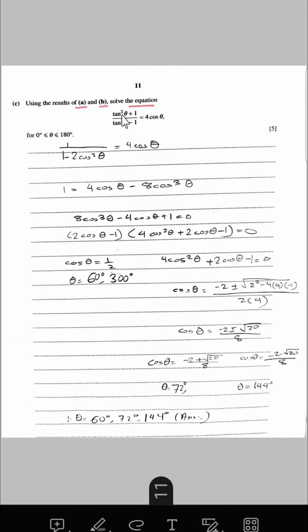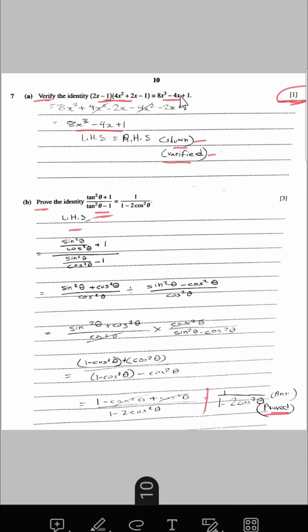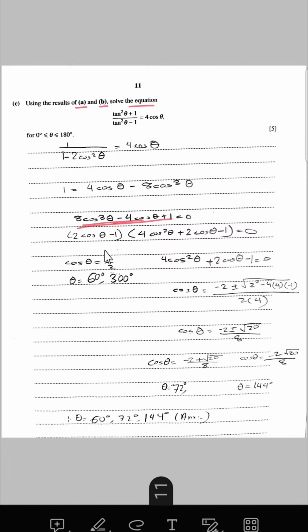As we know that this equation is in 7a, we substitute this equation as it is the same as this equation, so we substitute this value, and after solving this we find the value of cos theta, that is 1 by 2. So the value of theta is 60 degree and 300 degree, and for the next value of cos theta we use minus b plus minus root over b square minus 4ac by 2a, and find the value of theta, that is 72 degree and 144 degree.